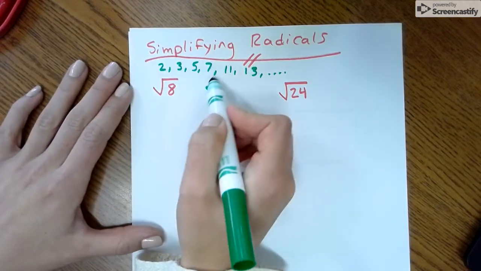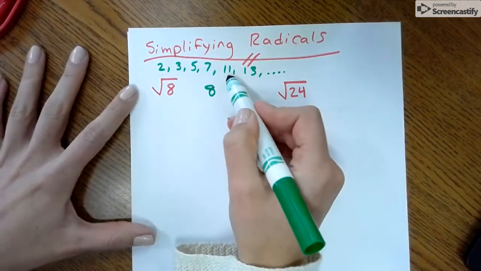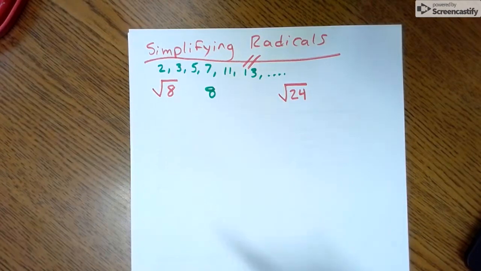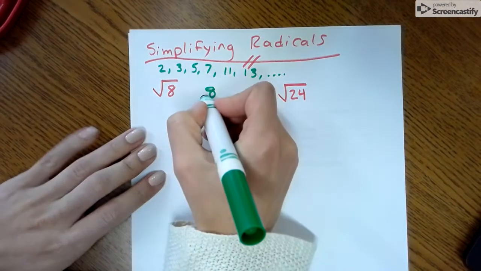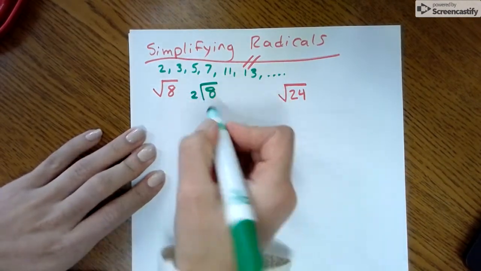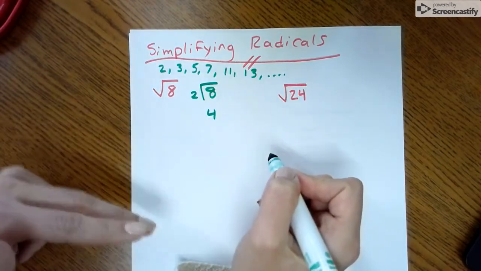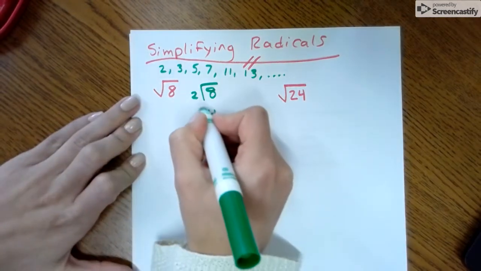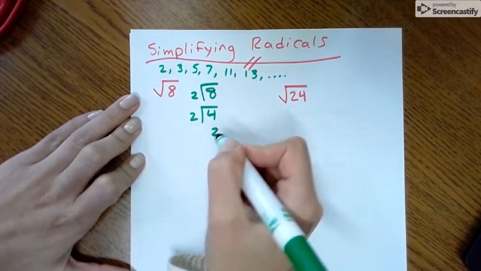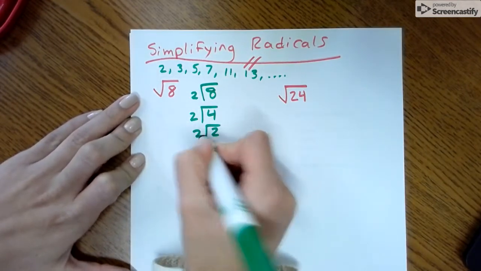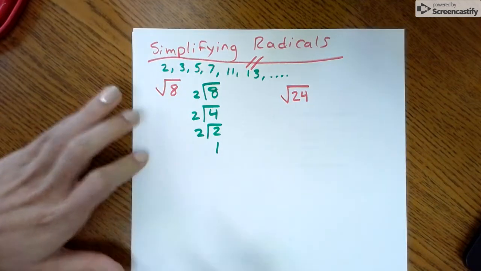Typically, you'll use these lower numbers unless you get a number that does have an 11 or 13 that goes into it. All right, so I'm going to take 8, and I know 8 is divisible by 2. So 8 divided by 2 is 4, and now my goal is to keep dividing until I get down to 1. So 4 divided by 2 is 2, and 2 divided by 2 is 1, okay?